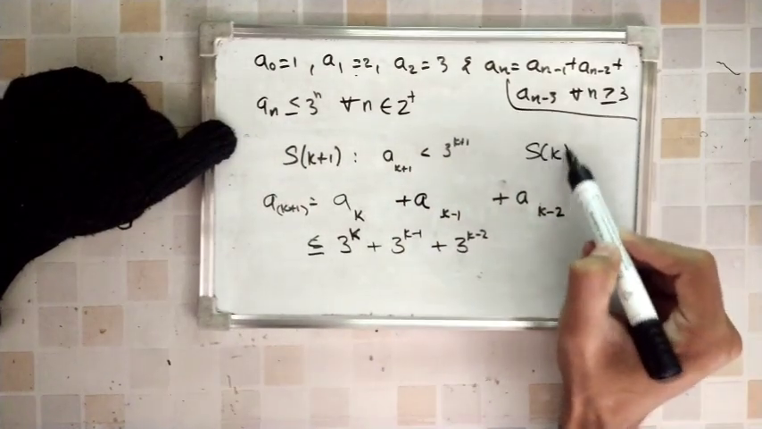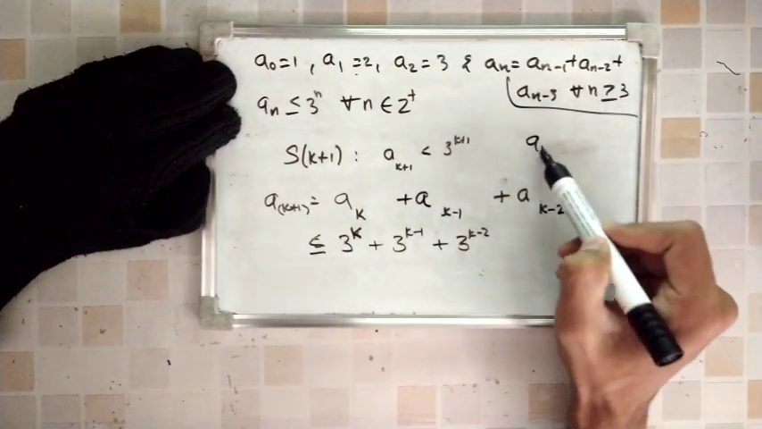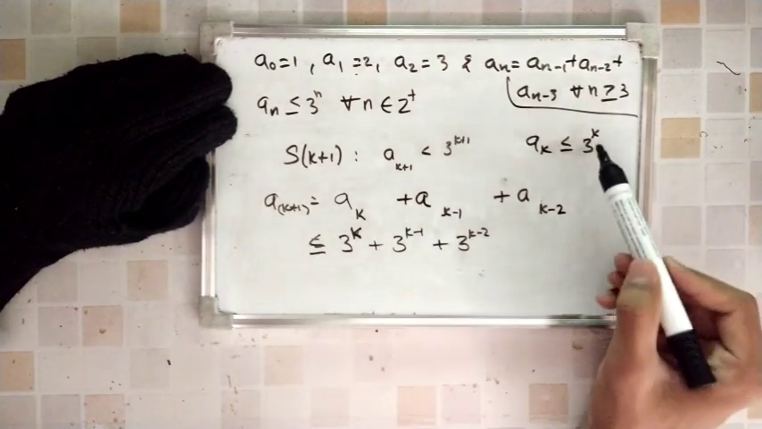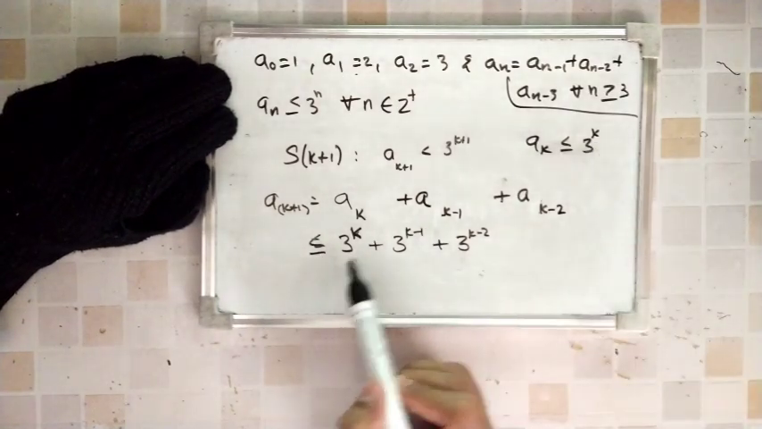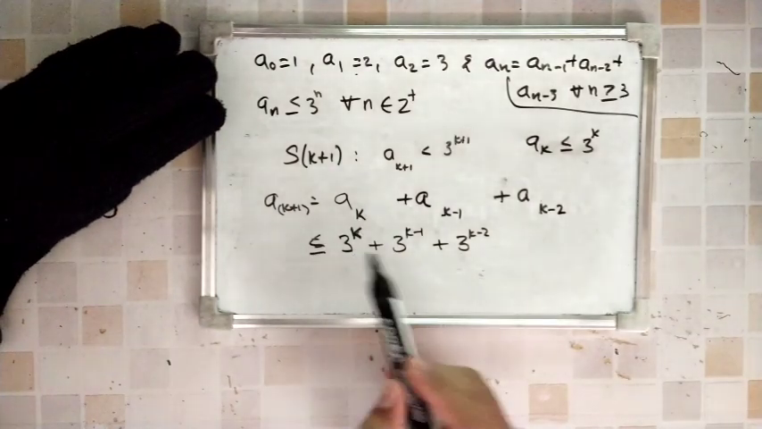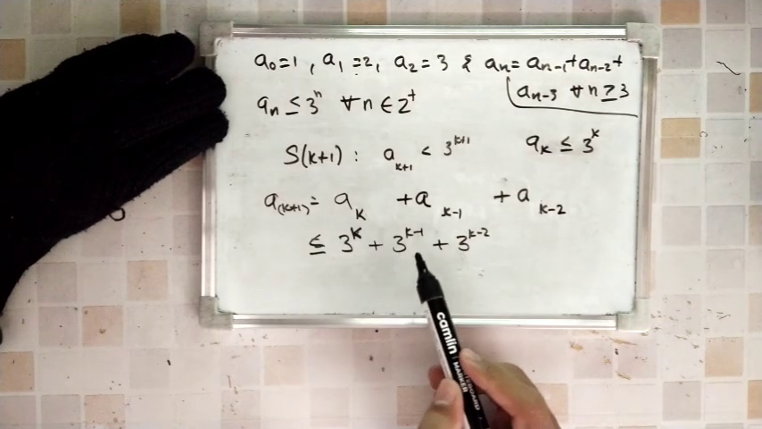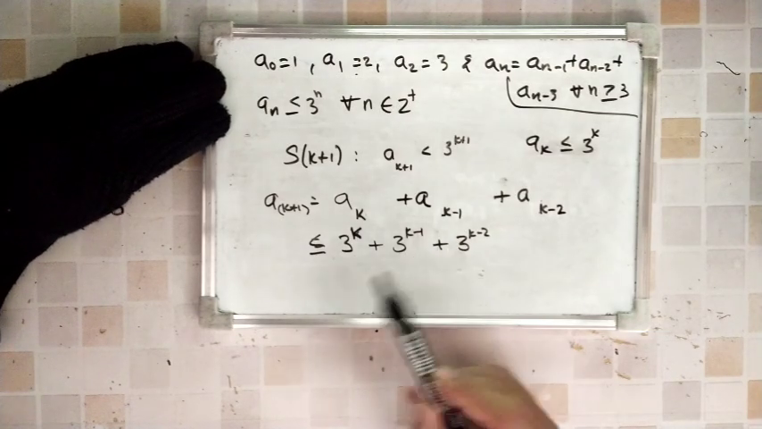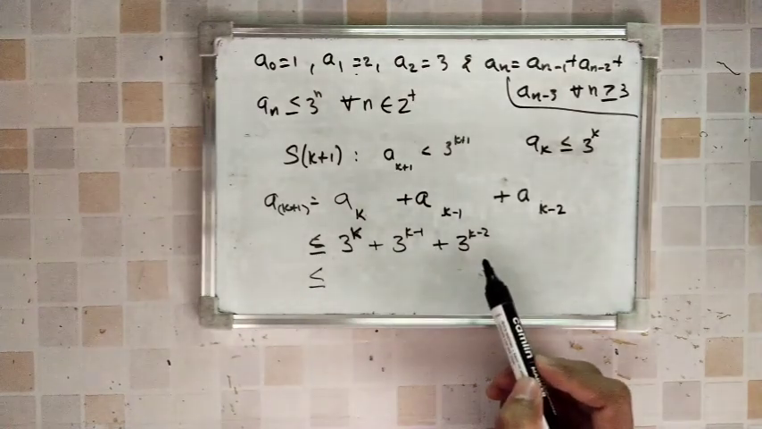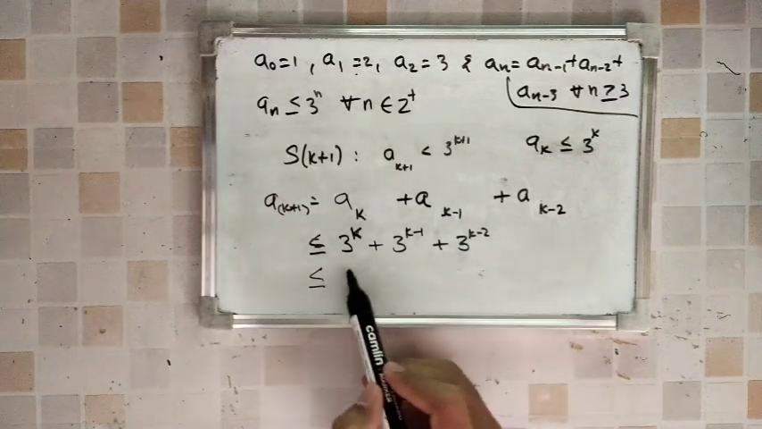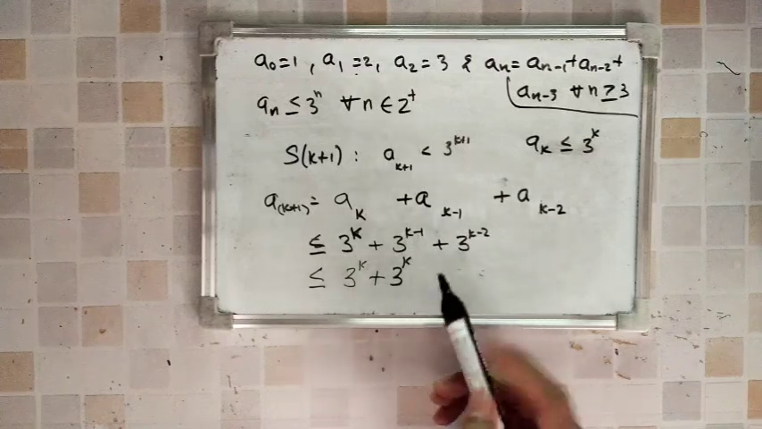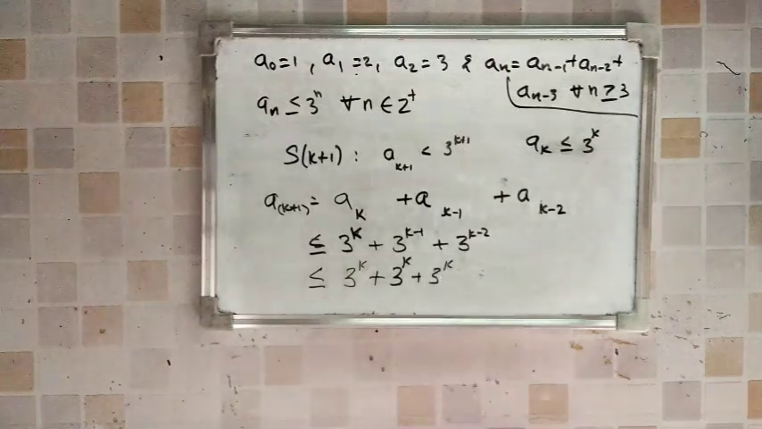So a of k is less than or equal to 3 power k. So a of k plus 1 is less than or equal to, I am taking a of k as 3 power k, like that I am just taking and writing. Now what I will do, 3 power k, 3 power k minus 1 plus 3 power k minus 2. Now this is less than or equal to, see here k is there, k minus 1 is there, and here k minus 2 is there. I can simply write it as 3 power k plus, this also I can write as 3 power k itself, plus this also I will write as 3 power k.